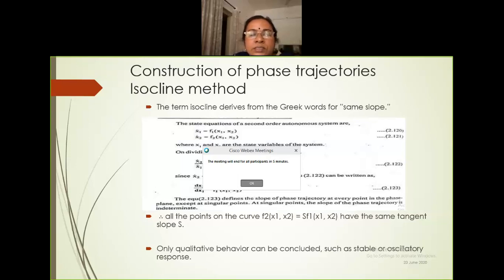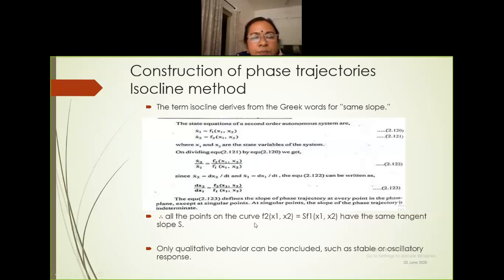Okay, at singular points the slope of the phase trajectory is indeterminate. Therefore all the points on the curve f2(x1, x2) equal to s times f1(x1, x2) have the same tangent slope s. This is the slope dx2 by dx1. Only qualitative behavior can be concluded, such as stable or oscillatory behavior.